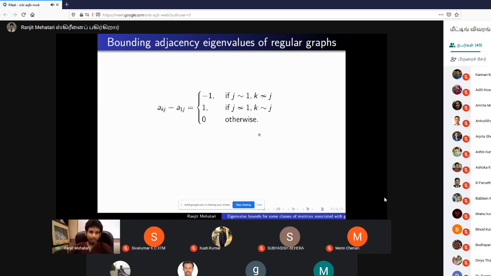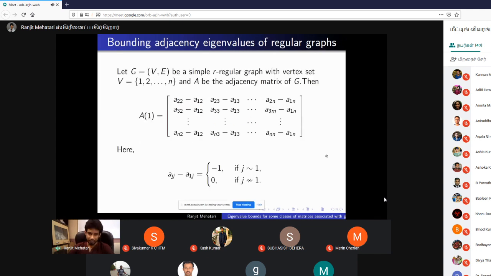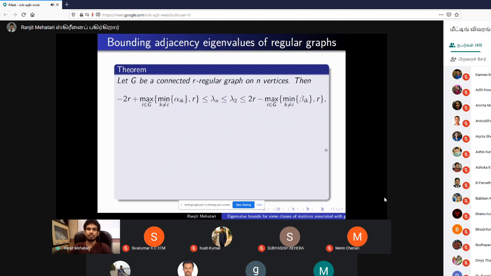Now we have calculated these disks for the matrix A_1. Similarly, we can calculate them for A_2, A_3, and so on up to A_k. After calculation, we get a bound for eigenvalues other than R. That is stated as: minus 2r plus the maximum over the minimum of alpha_ik, and 2r minus the maximum over the minimum of beta_ik, comma r.